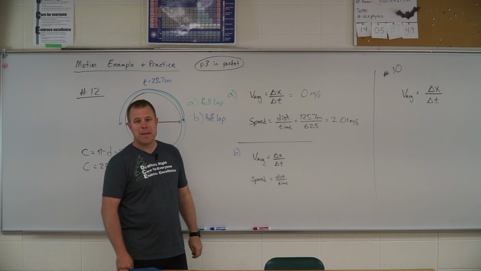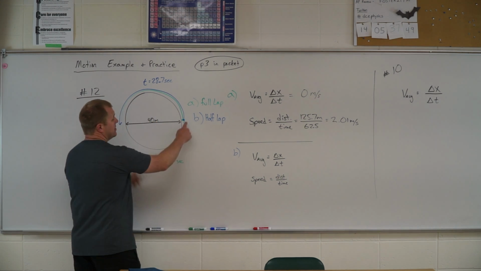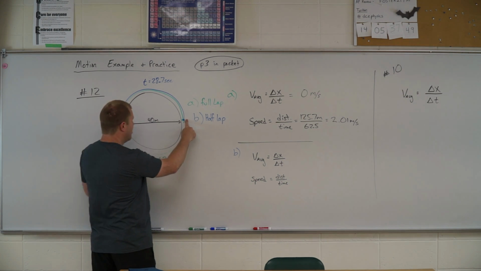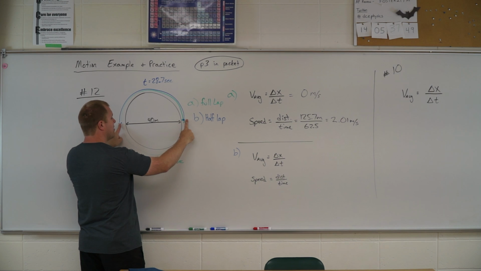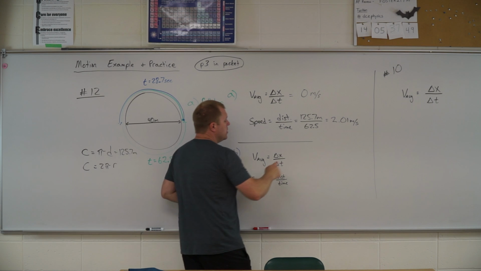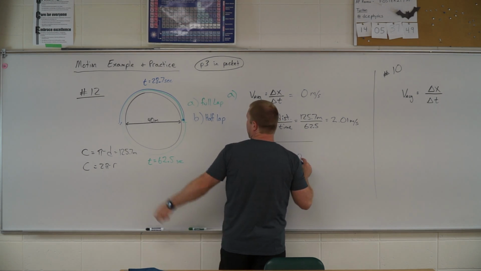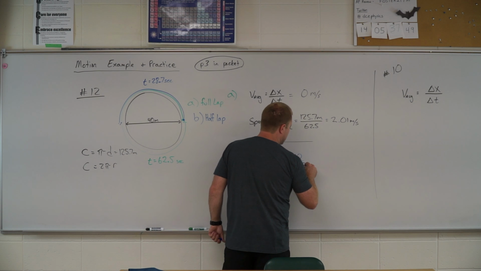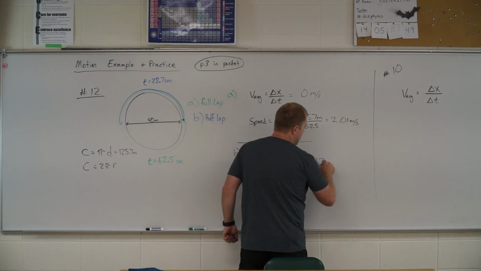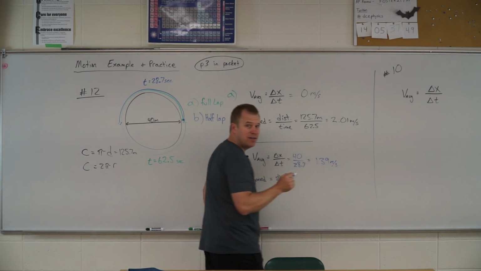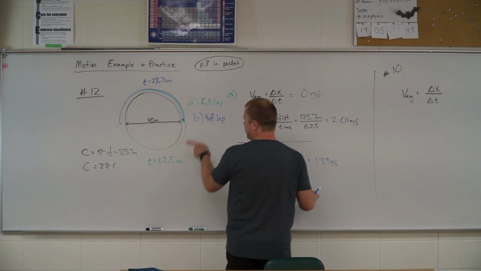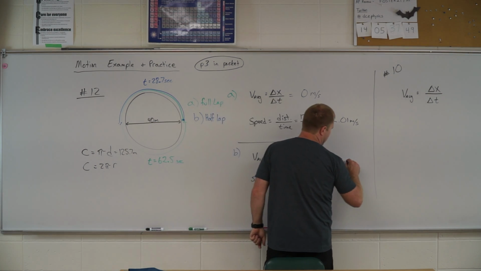All right, let's go to part B, which is our half lap. Now we're not starting and ending in the same position. So how far is it from my start to my end? You'll notice it is exactly 40 meters in a straight line from start to end. So I have 40 meters divided by my 28.7 seconds. Gives me an average velocity of 1.39 meters per second. What am I missing? Yes, direction.